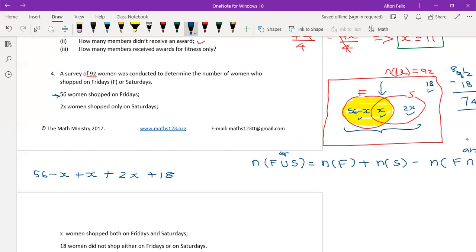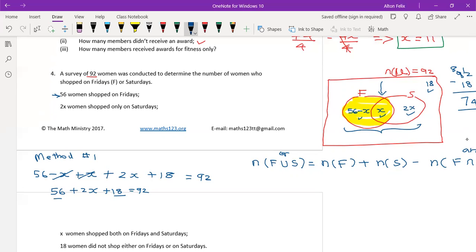Right. So now to solve the last part of the question, which requires you to find the number of women who shop on Fridays only, you can approach it two ways. You can continue working with your expression, right? Method one. And recognize that that expression for the total number of women in the survey is equivalent to 92. That's what you can do. Right? And of course, you can simplify this. This will be 56 plus 2x plus 18 equals 92. And again, you simplify 56 and 18.